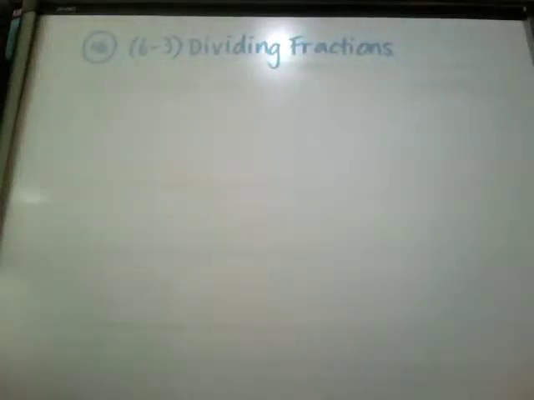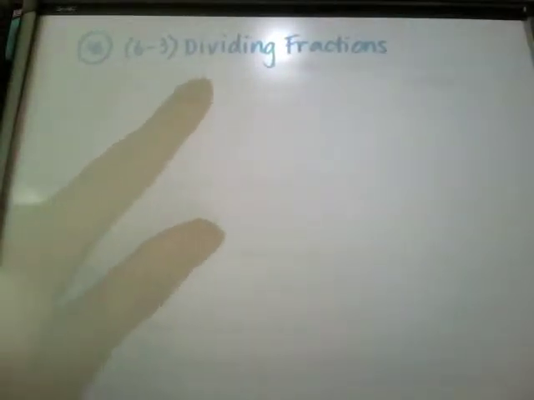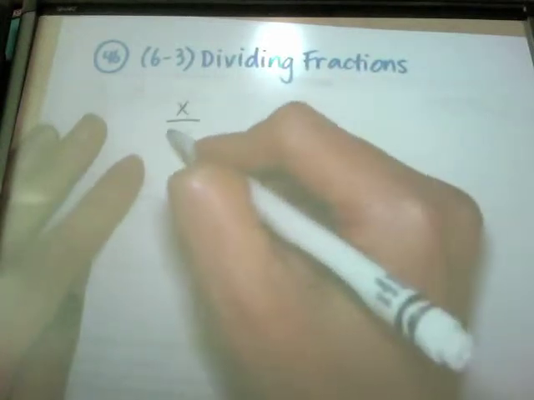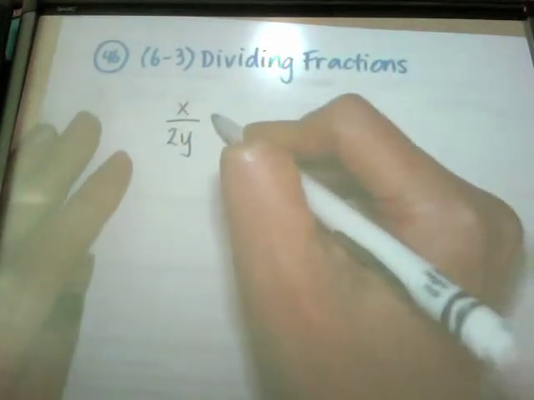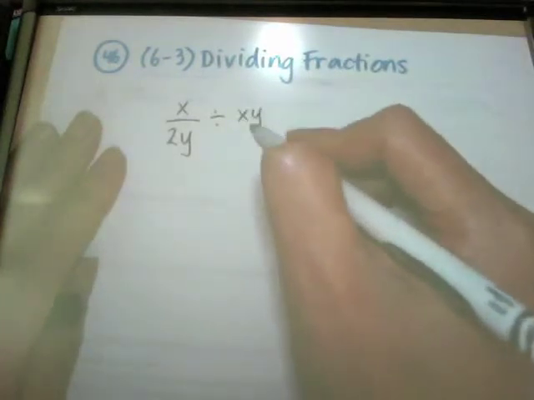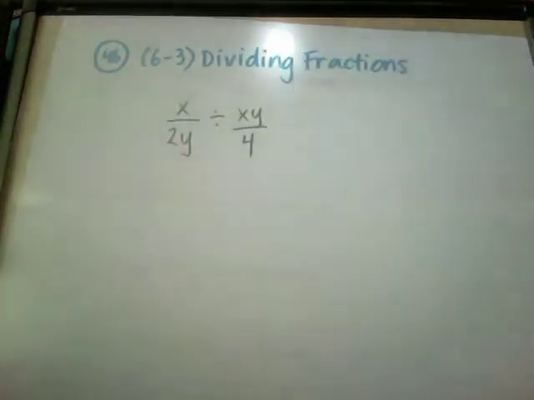Good news is that it's very similar to lesson 6-2, where we multiplied fractions. So, just a quick review with a simple one. We'll start with one that doesn't need any factoring, even though it has variables. X over 2y divided by xy over 4.